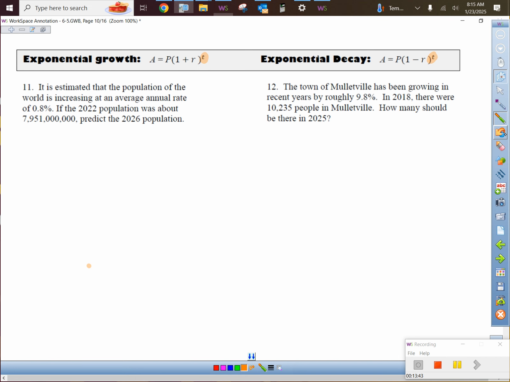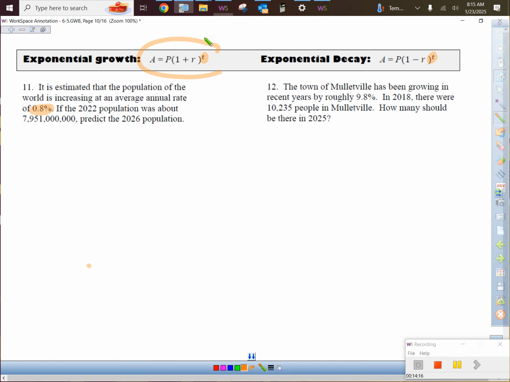One of the biggest exponential growths that's not financial is populations. So the estimated population of the world is increasing at an annual rate of, holy cow, a difficult number to deal with, not even 8%. Are you with me on that? That is 0.8%, not even a percent. If in 2022, which it was because I looked this up, the population of the world was about 7.9 billion people, what's predicted in 2026?